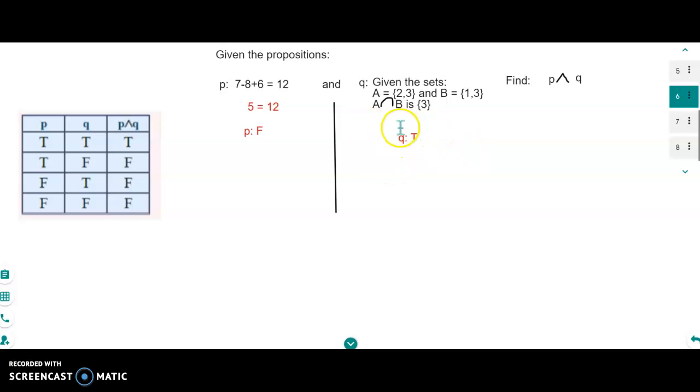Okay, very easy. We have false for P and true for Q. But look at the question. We have to find P and Q. So we have to find P and Q. P will be false. That would be the first one. Would be false. And by following this, Q, that is true.